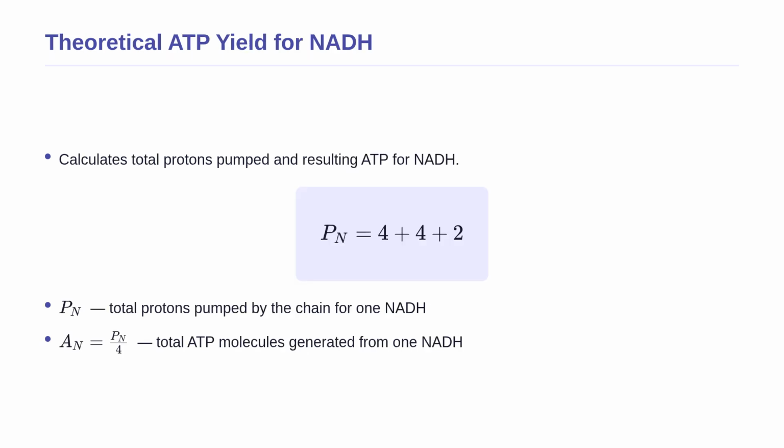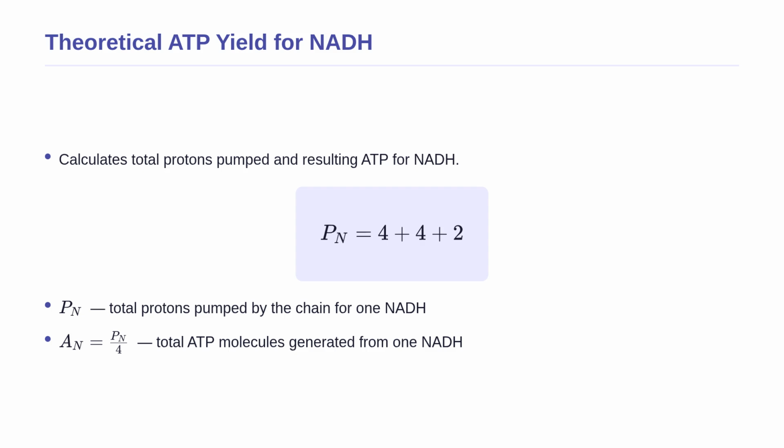Knowing the proton contributions of each complex, we can formulate the theoretical yield for NADH. The formula for Pn simply adds the protons pumped by each of the 3 stations that NADH interacts with: complex 1, complex 3, and complex 4. Pn represents the total number of protons pumped into the intermembrane space per NADH molecule.